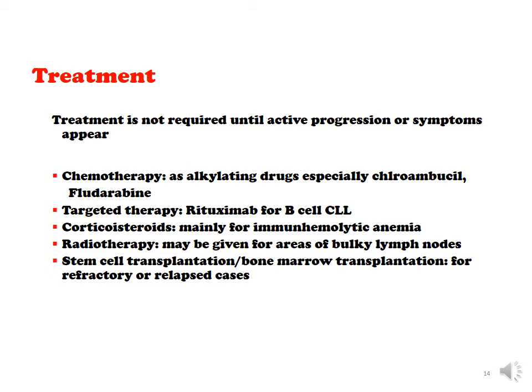Now there is the targeted therapy, which is rituximab, a monoclonal antibody which attacks the B cell by many mechanisms. It's an important part of the treatment. Steroids might be used for treatment of autoimmune anemia or ITP, and in some cases we might use radiotherapy if there are huge bulky lymph nodes. Stem cell transplantation comes in only if the patient has refractory disease from the start or relapses after treatment.